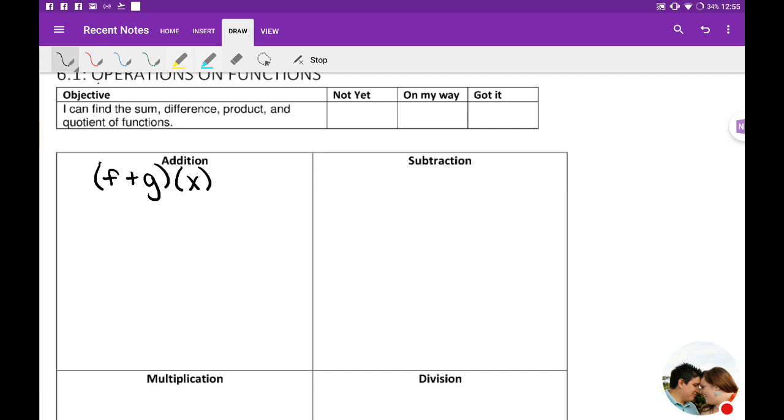Now when you're doing f plus g, all that you really have to worry about is adding your like terms. Now be careful when you're adding your like terms and watch your signs. That's one of the most common errors that I see.